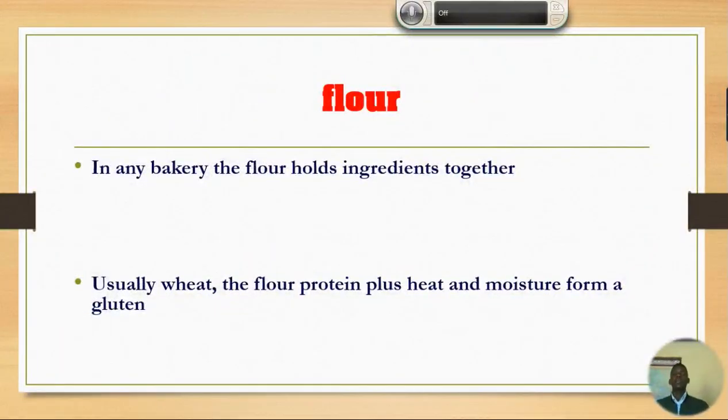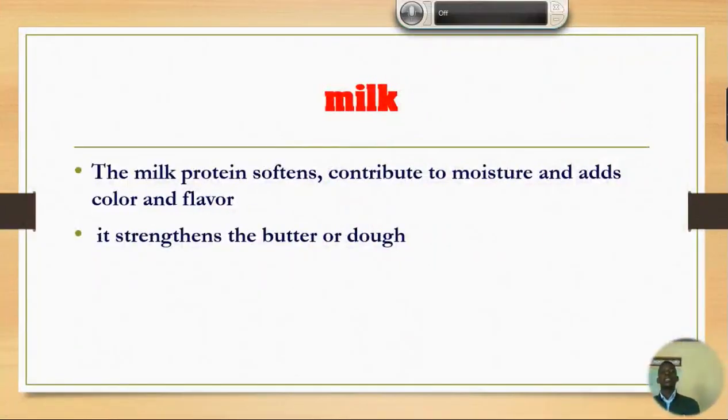Flour. In a bakery, of course, the flour holds ingredients together. It's the major role it does. We usually use heat, and the flour protein plus heat and moisture form gluten. Milk. The milk protein softens, contributes to moisture, and adds color and flavor. It strengthens the batter, as the milk protein is basically casein and contributes to the batter. A little while back, we talked about butter.